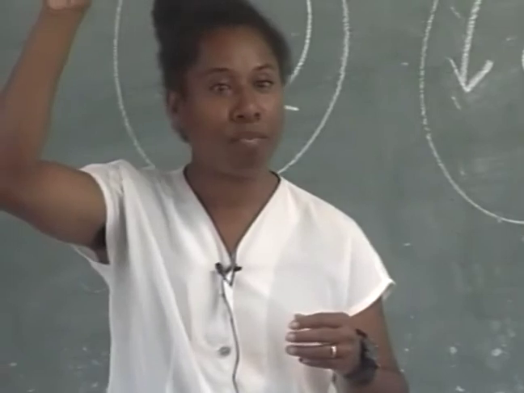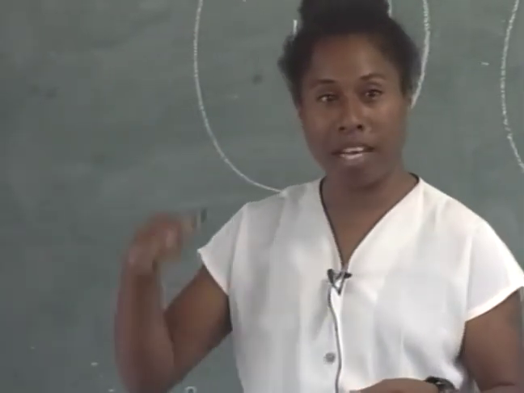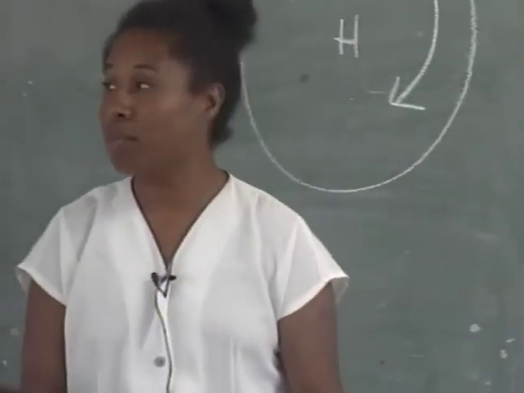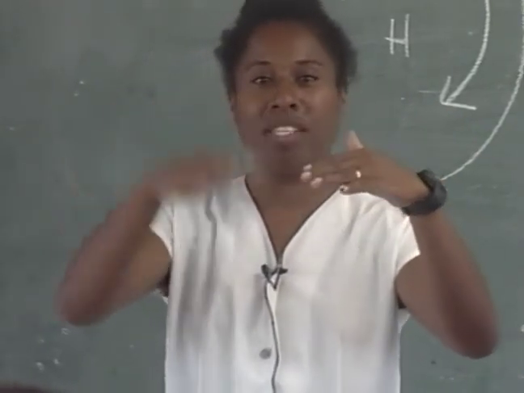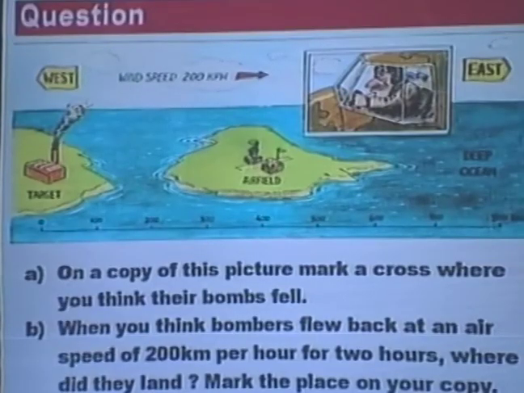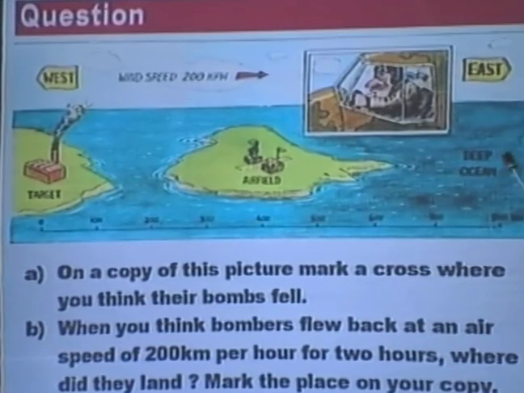So they fly up to that particular altitude. They go for 2 hours at 200 kilometers per hour. The wind is coming to them at 200 kilometers per hour. There is an equilibrium force. After 2 hours, he drops the bomb. Bang, he hits the airfield. And then he turns around, goes another 2 hours, and he lands in the deep ocean. So our answer should be here, airfield, somewhere around here, for the first answer. And the second answer would be he should land around that area.